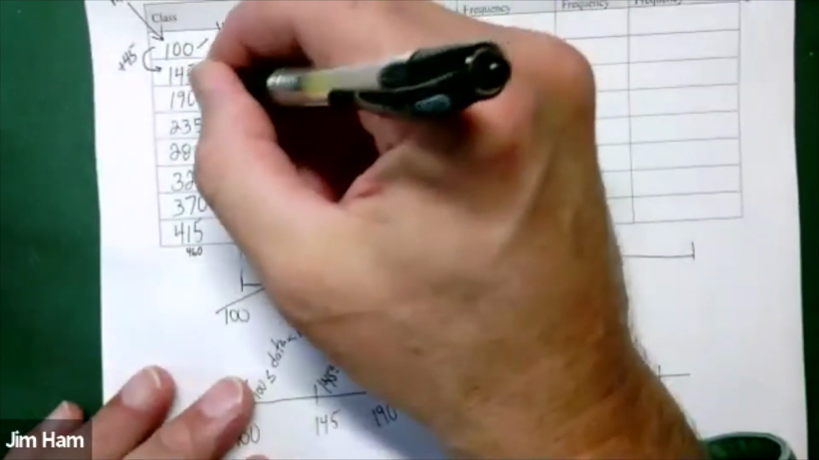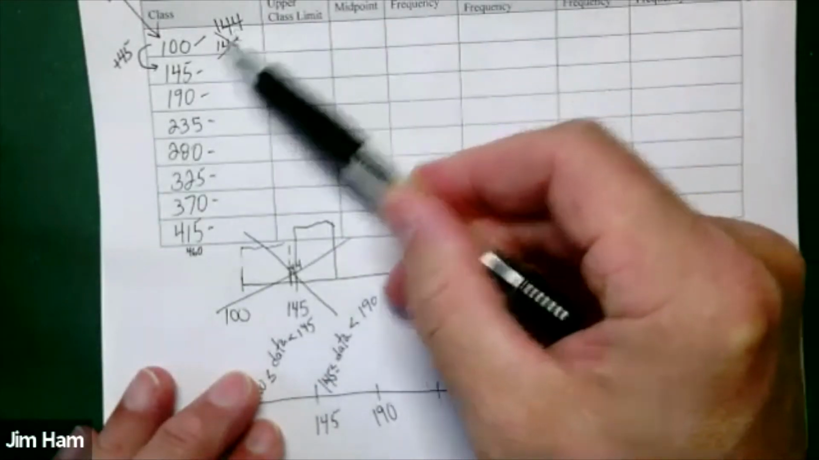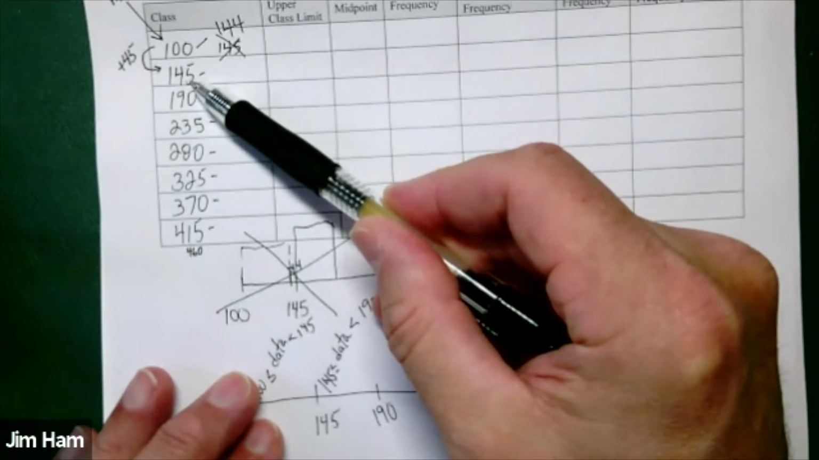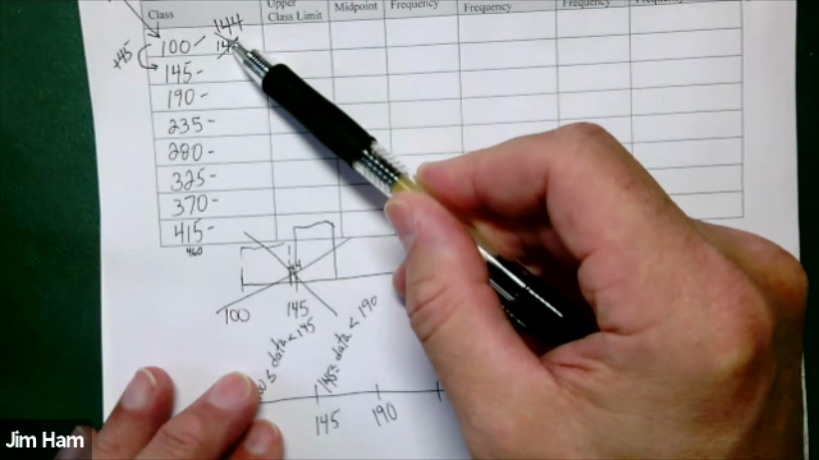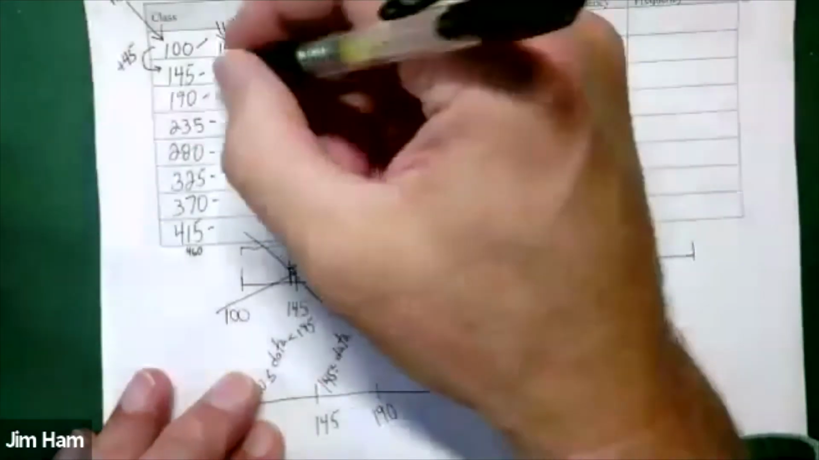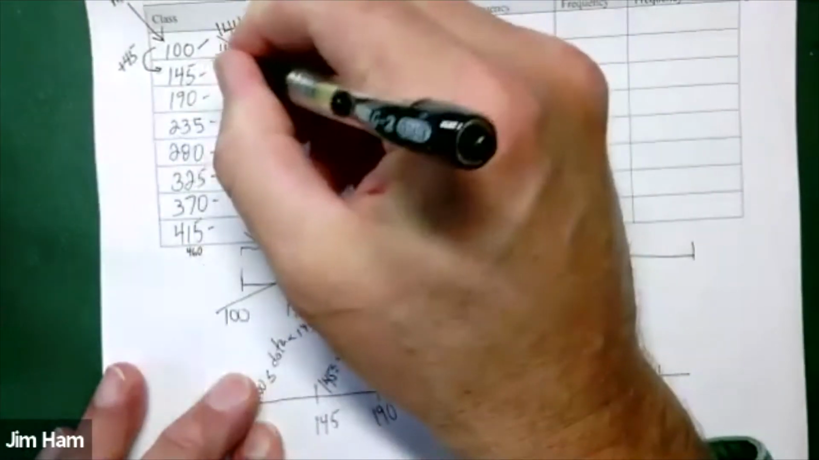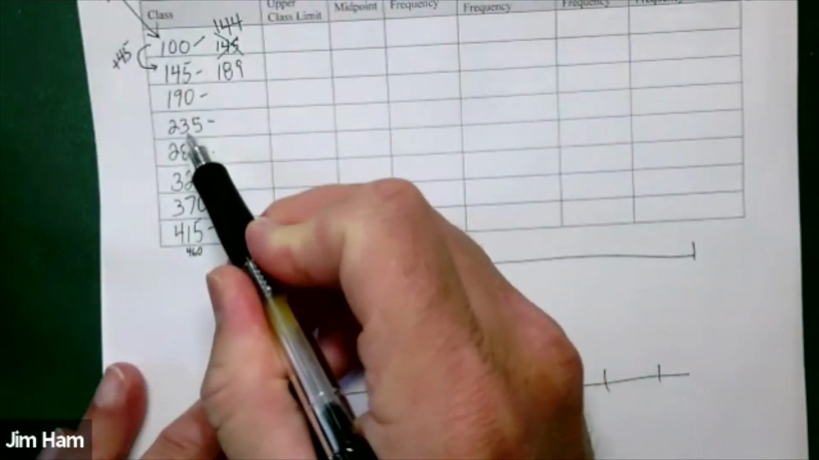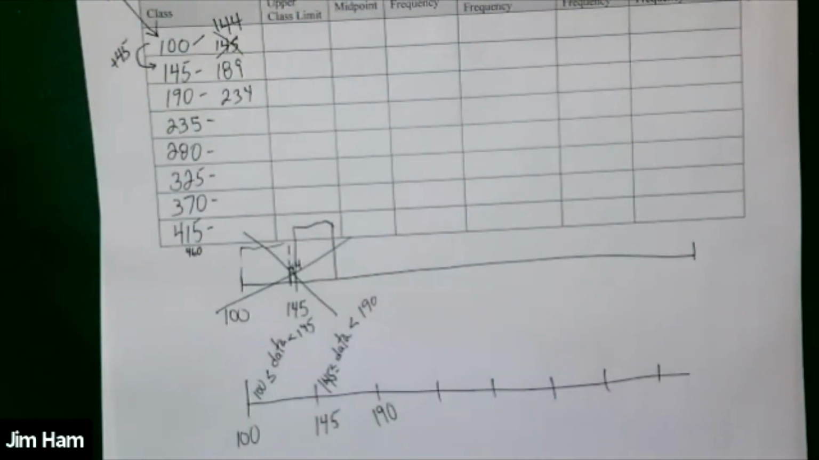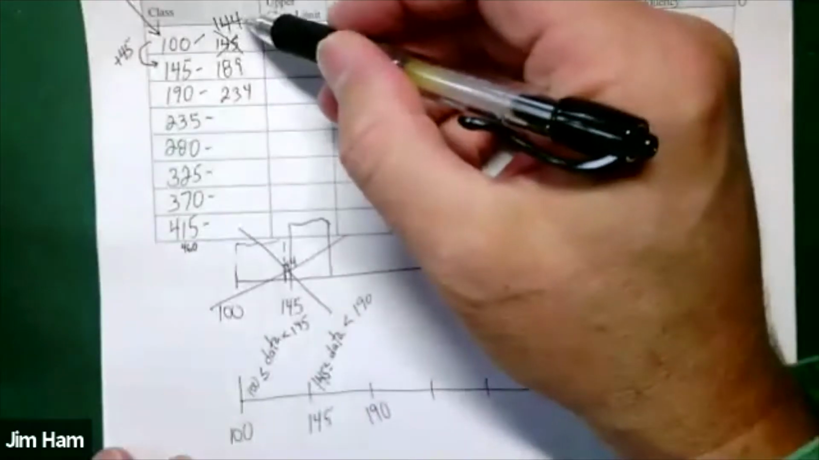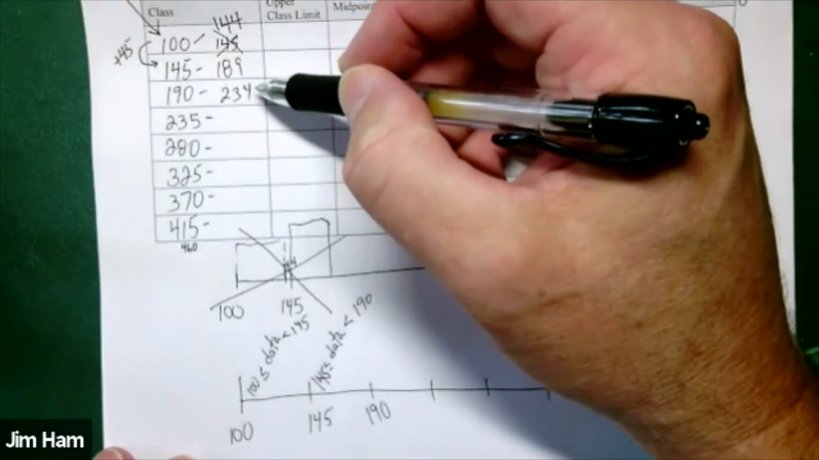And then, in order to get the upper limit of each one of these classes, just peek ahead. If the beginning of the next class is 145, then the ending of the previous class has to be 144. You want to make sure that all those whole number data values have a home, so you don't want to skip any of them. If this is 190 here, then this one must end at 189. If this one is 235, then this one must be 234, and so on. Another way to think about it is if you just added 45 to the previous upper limit, you would get the next upper limit.